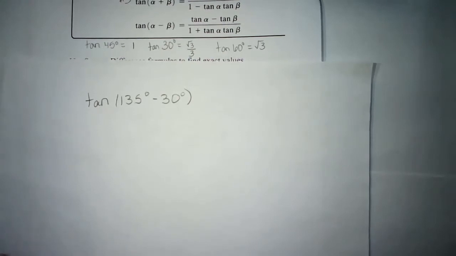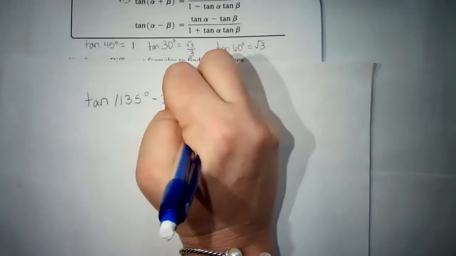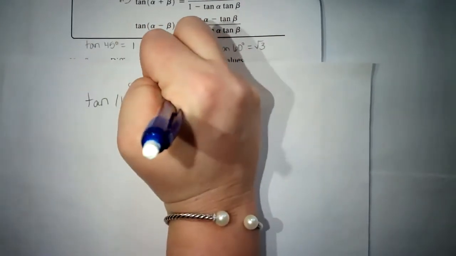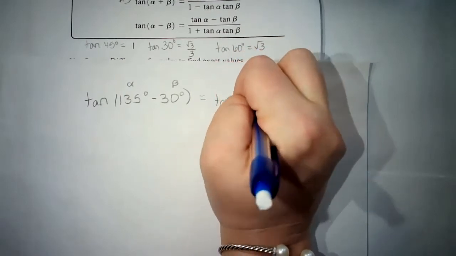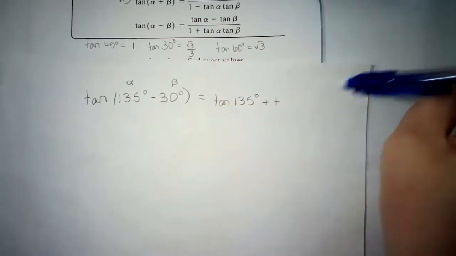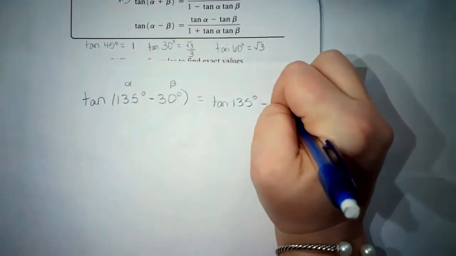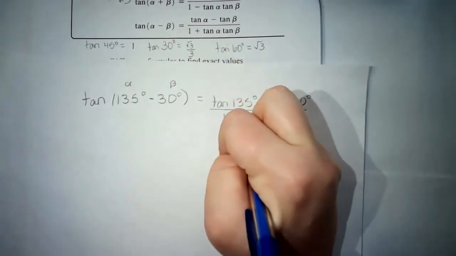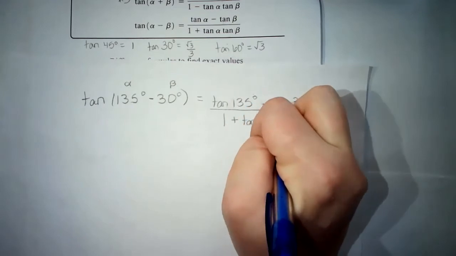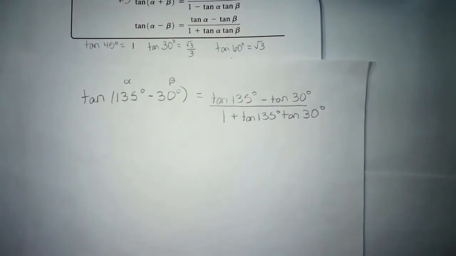This is a derivative of the 45 degree angle, right? This is a multiple of it because it has the 5 in the bottom. Here's our alpha. Here's our beta. So we're going to take tan of 135 minus tan of 30, all over 1 plus tan of 135 times tan of 30.